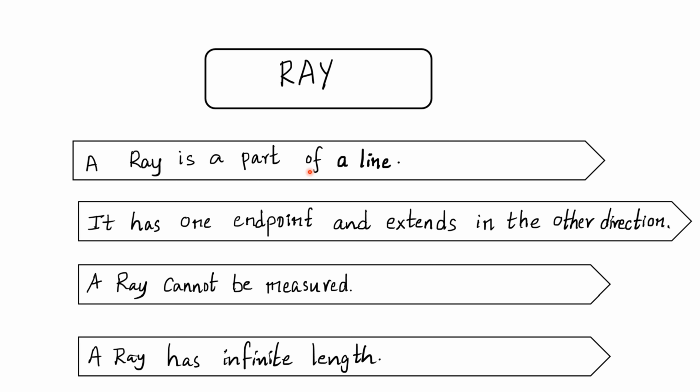What is a ray? A ray is a part of a line. It has one endpoint and it extends in the other direction. Can you measure a ray? No, we cannot measure a ray because it has infinite length. Because it extends on the other side, we cannot measure a ray.